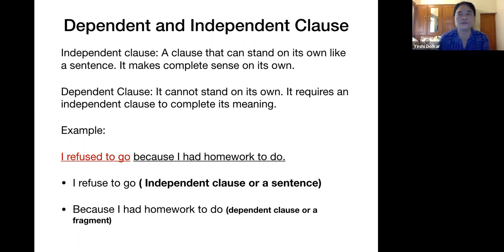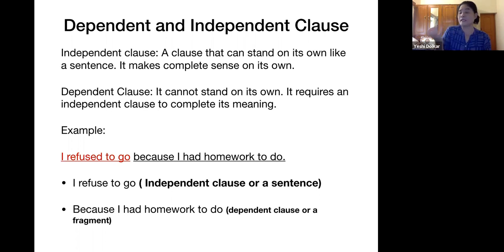Now here is an example. I refused to go because I had homework to do. There are two parts: I refused to go, and because I had homework to do. Both are clauses. I refused to go has the subject I and the verb refused. Because I had homework to do has the subject I and the verb had. So they're both clauses. But I refused to go can be written as a sentence on its own. It makes complete sense.